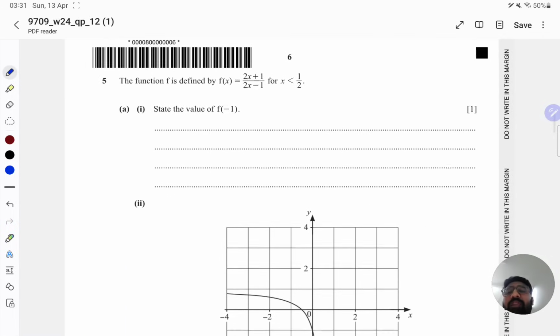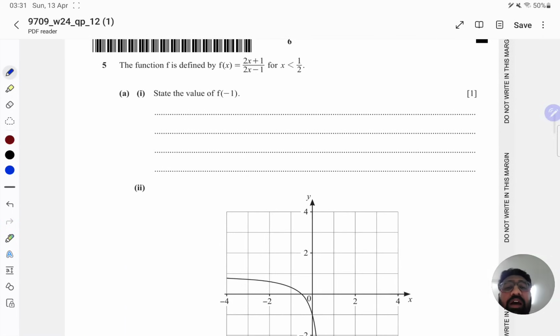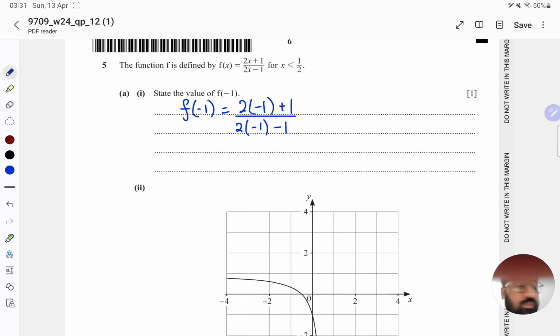Question number 5 says the function is defined by f of x for x to be less than 1 by 2. Okay, this is basically the domain of the function. State the value for f of minus 1. So f of minus 1 basically means we just need to substitute minus 1 in the above function. So 2 times minus 1 minus 1, 2 minus 2 plus 1 divided by minus 2 minus 1, which will give me the answer as 1 by 3.